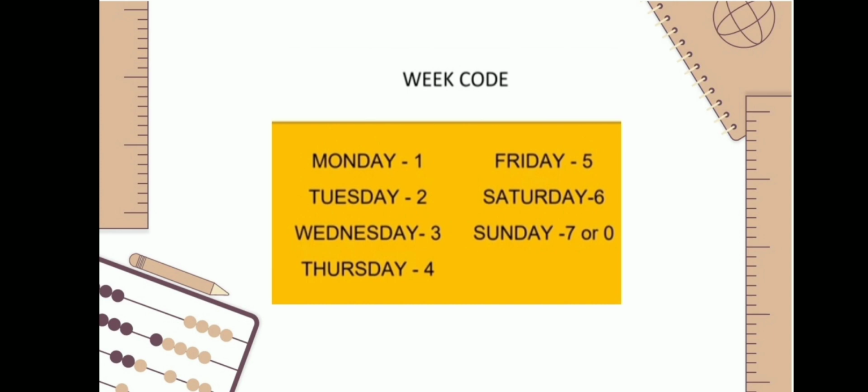So let's start with the days. Monday is 1, Tuesday is 2, Wednesday is 3, Thursday is 4, Friday is 5, Saturday is 6, and Sunday is 7 or 0.